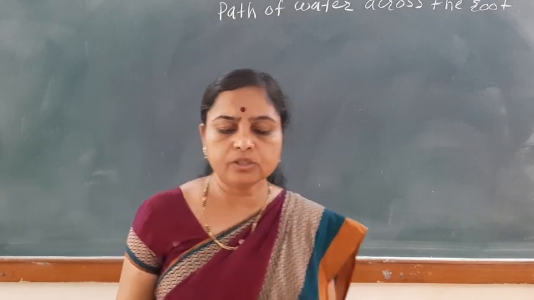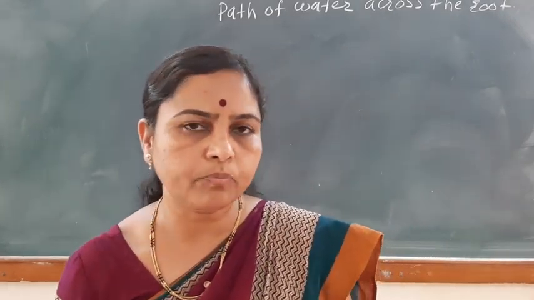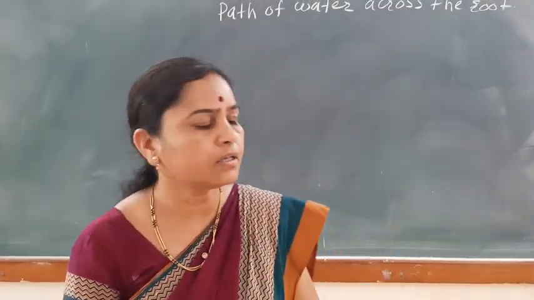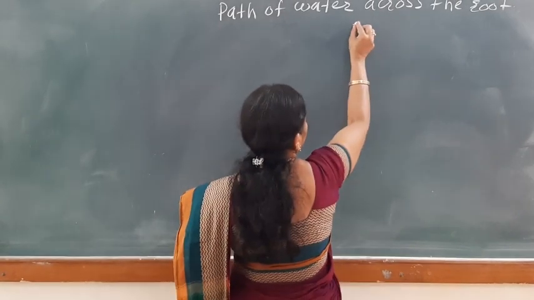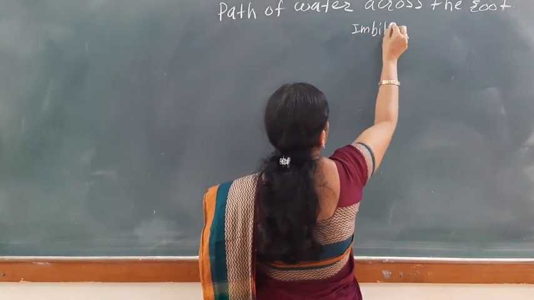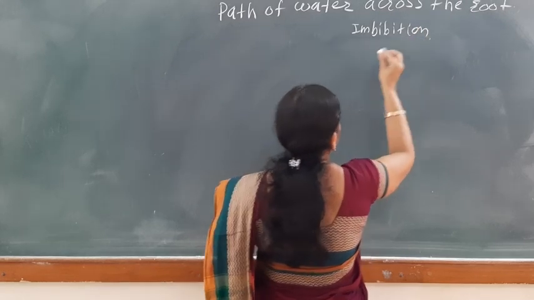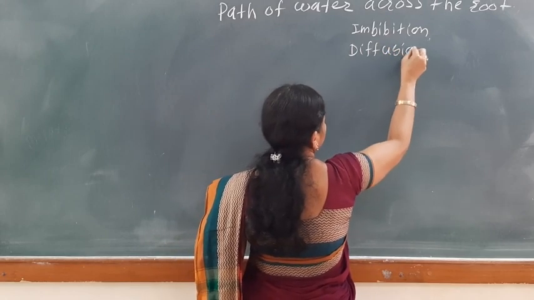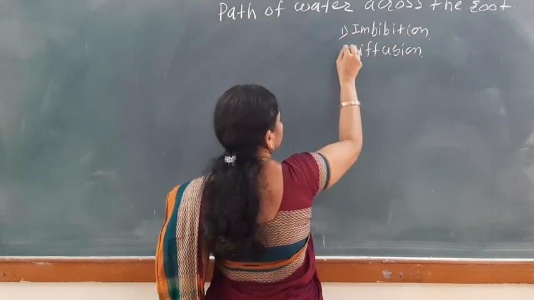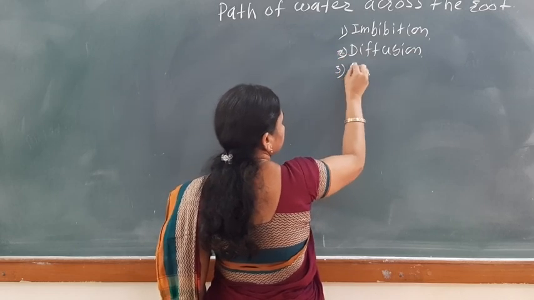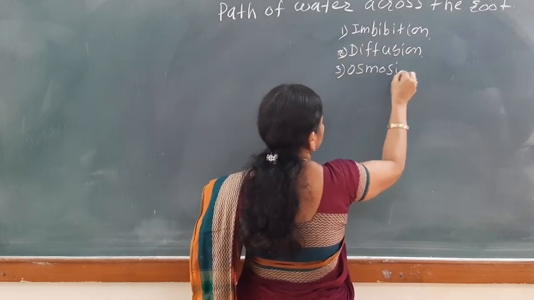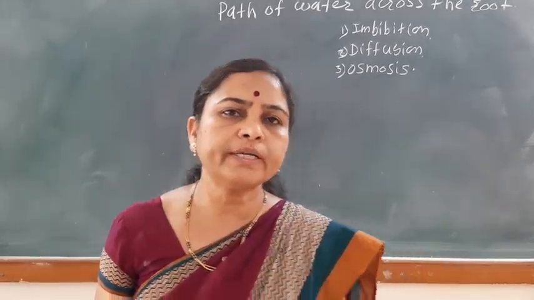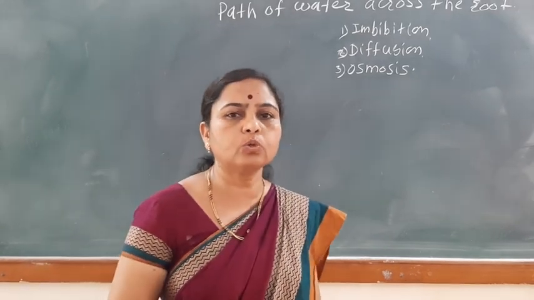Okay, so in the theory lecture we have seen how the water is absorbed. Water is absorbed by three physiological processes. The first physiological process is imbibition, the second is diffusion, and the third is osmosis. So these are the three physiological processes. Here water is mainly absorbed through the root hair.